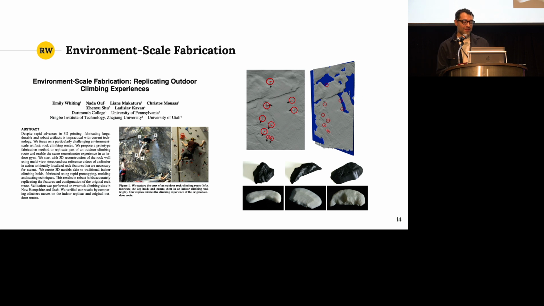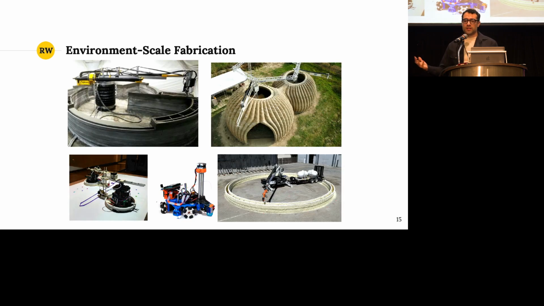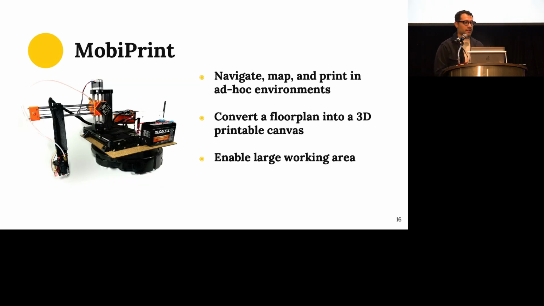And again, another shout out to Emily Whiting, who introduced the term environmental scale fabrication, in this case to reproduce a climbing wall by scanning and then selectively reproducing handholds in a climbing gym. And we extend this definition and take ideas from architecture that focus on how we can extend this to large working areas as well. And so looking at these three different disciplines, we set our goals for MobiPrint so that it can navigate, map, and print in ad hoc, meaning uninstrumented environments, essentially to convert a floor plan into a 3D printable canvas and enable a large working area. Again, this idea of big, small fabrication. I think we're taking it one step further.